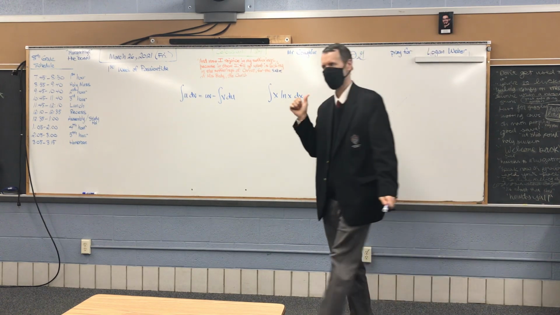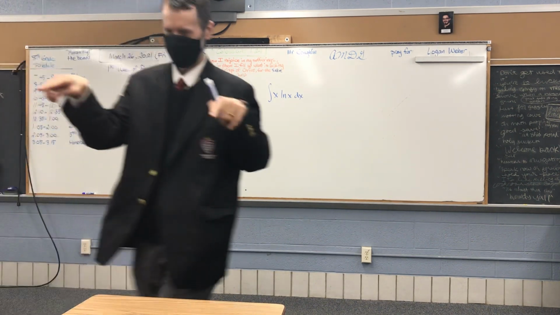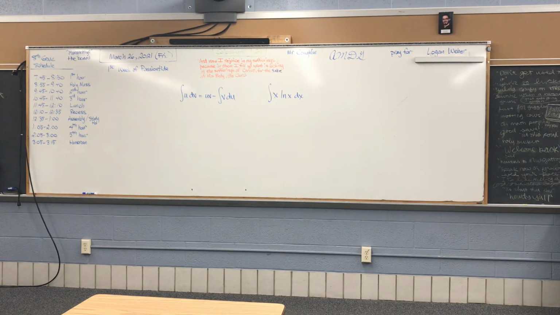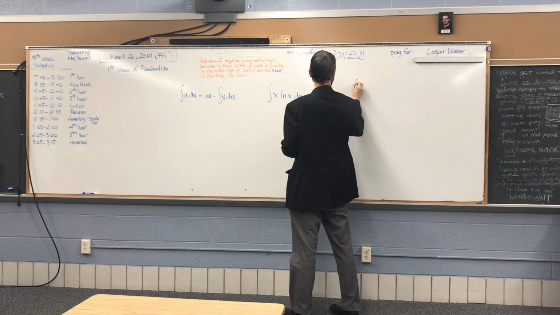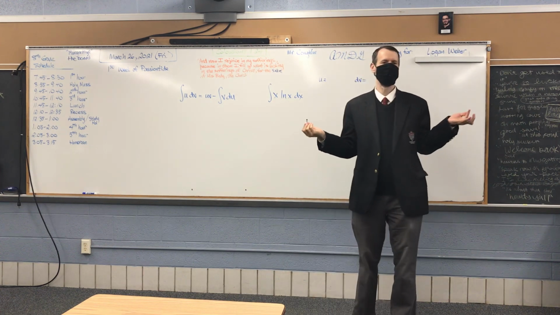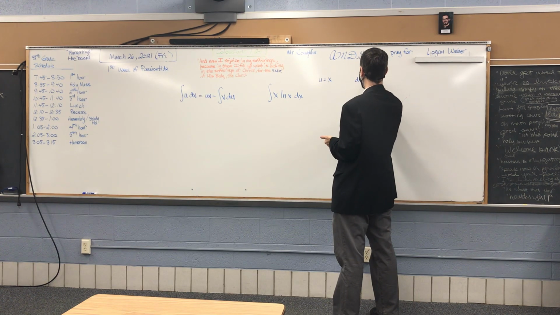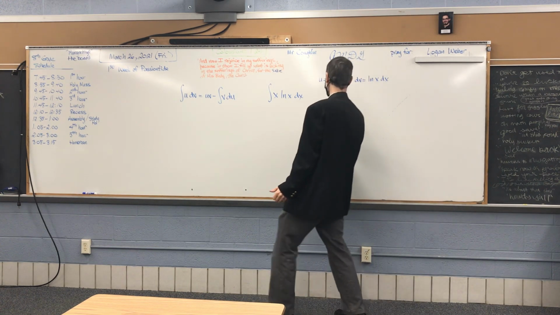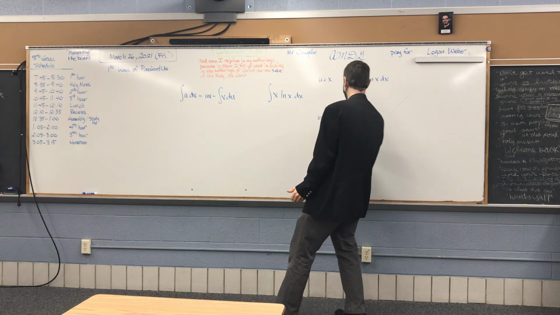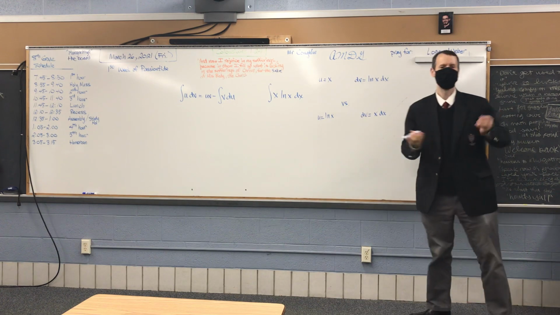Does anybody remember the rule of thumb by which we choose? If it gets uglier, then you don't use that one; you use the other one. So let's do a little experiment and try both. First, u equals x, and then dv is equal to ln of x dx. Versus the other way around: ln x is u, and then dv is x dx. So those are the two possibilities.